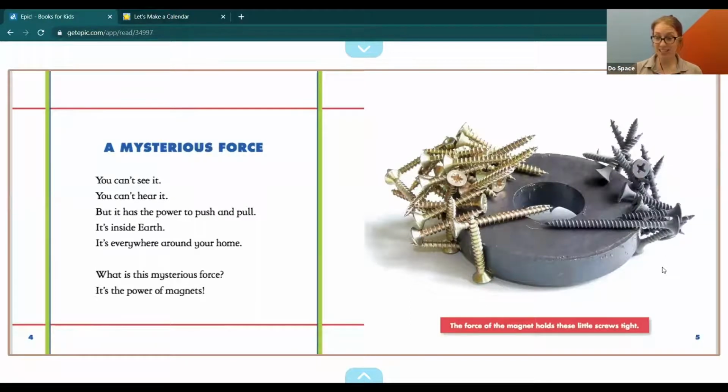And so you can see here, over on this side of the book, it says down here, the force of magnets holds these little screws tight. And that magnet looks a lot like mine, and look at all of those screws that it is holding on tightly to. So that just gives you another example of how magnets work.